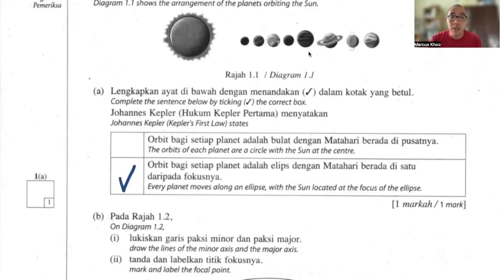Every planet moves along an ellipse with the sun located at one of the focus, one of the focus of the ellipse. Actually, the one in Malay is more correct: satu daripada fokusnya. An ellipse always has two focal points, which makes it an ellipse.